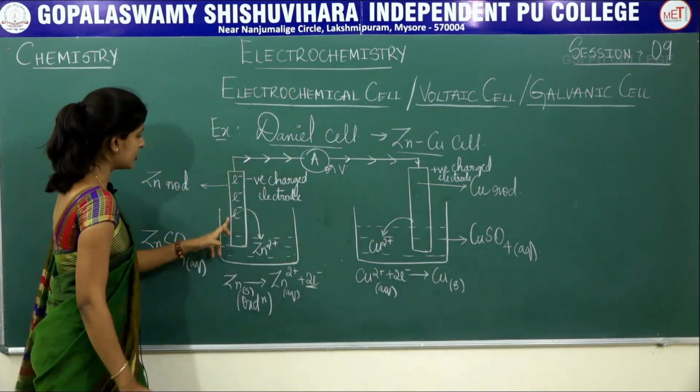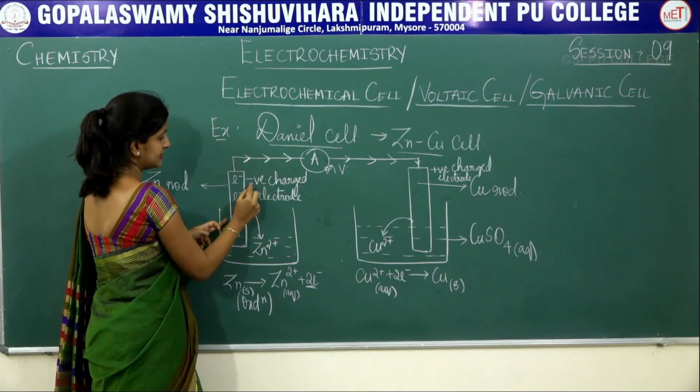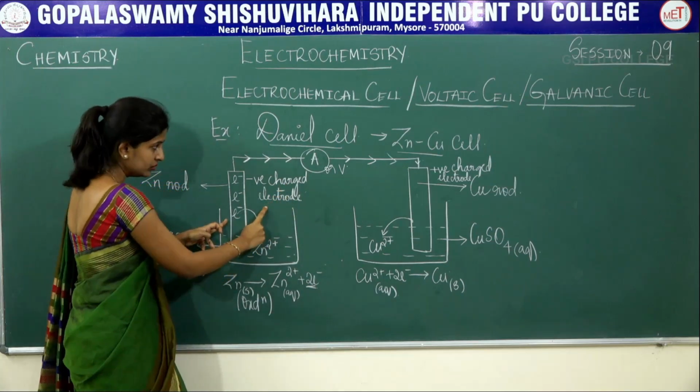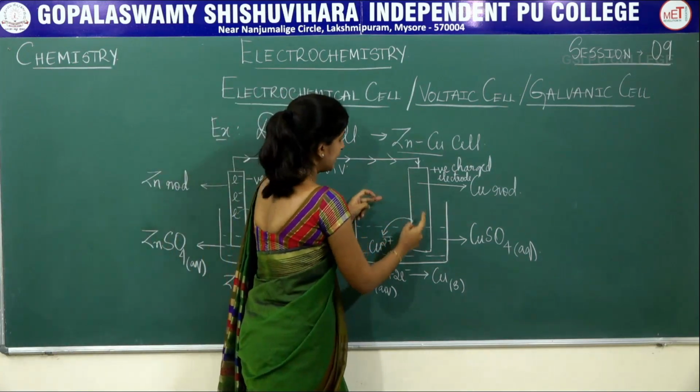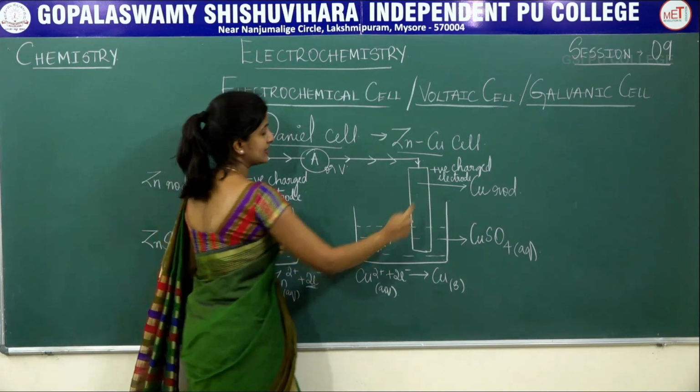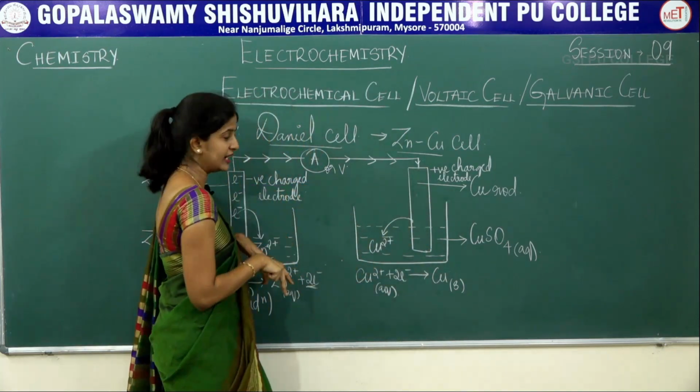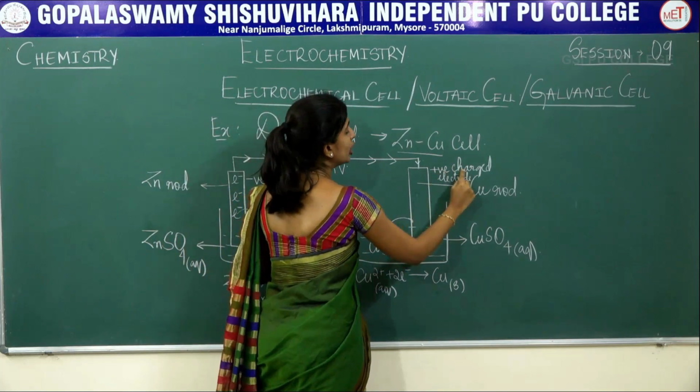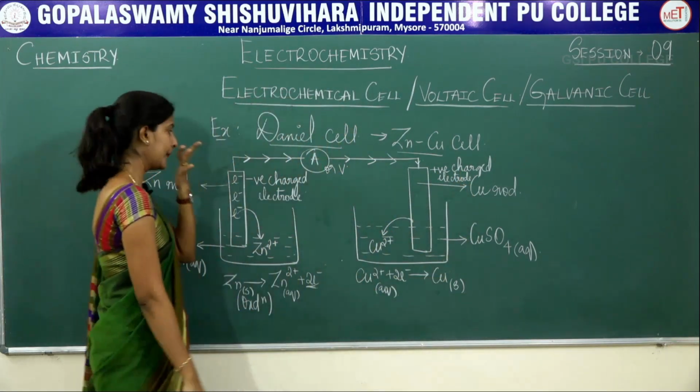So this is electron rich, and the electrons are moving outwards. As a result, it is a negatively charged electrode. For the other electrode, the copper ions will be grabbing electrons from it. As a result, this rod will be in loss of electrons, and it becomes a positively charged electrode.